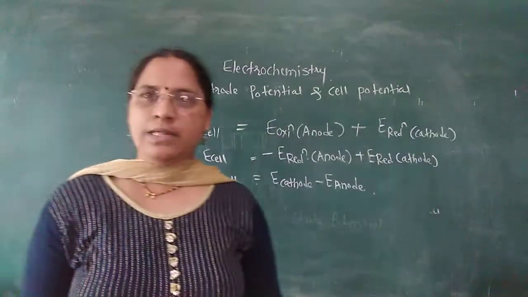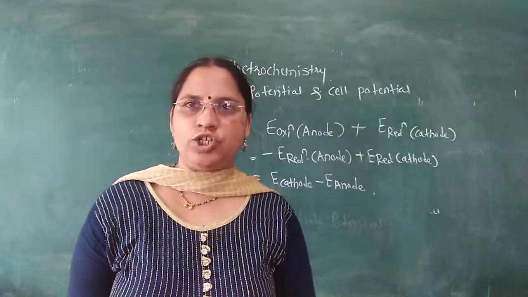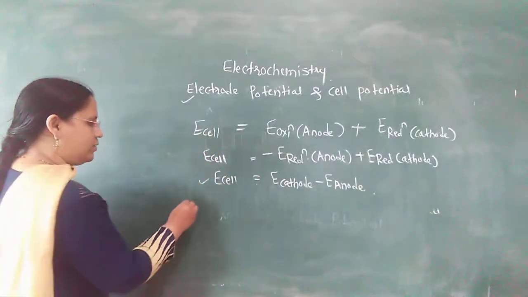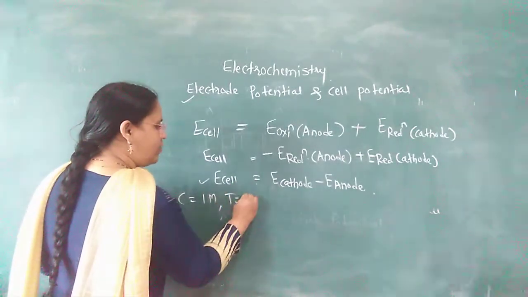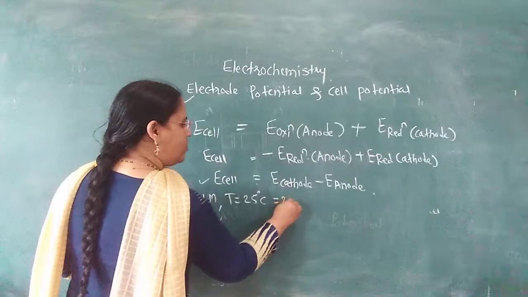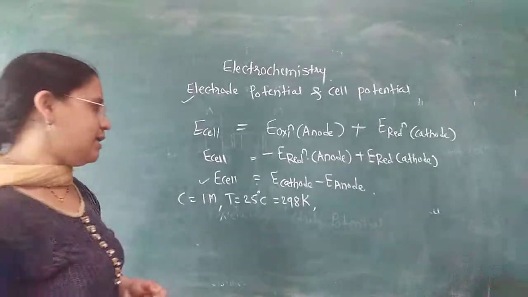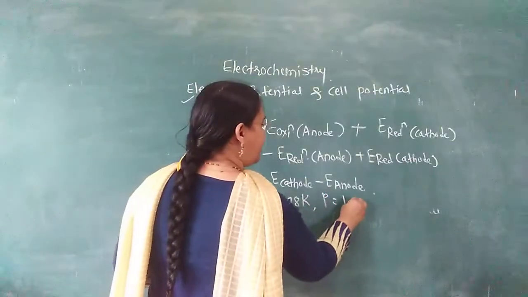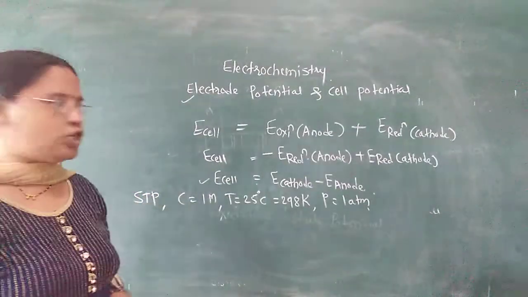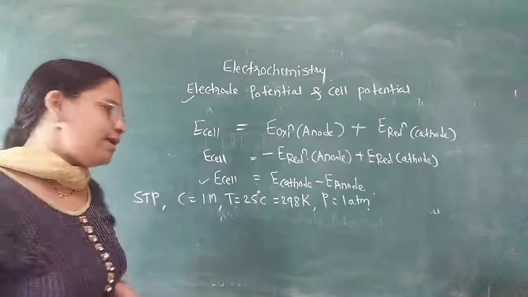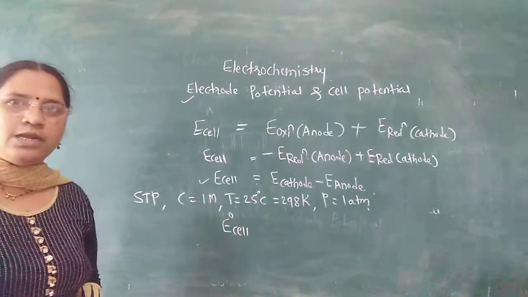Now sometimes the cell potential is measured at standard conditions. What are the standard conditions? The concentration of the electrolyte is 1 molar, the temperature is 25 degrees Celsius, which is 298 Kelvin after adding 273, and the pressure is 1 atmosphere. When the cell potential is measured at these standard temperature and pressure conditions, it is called the standard cell potential, indicated by E0 cell.